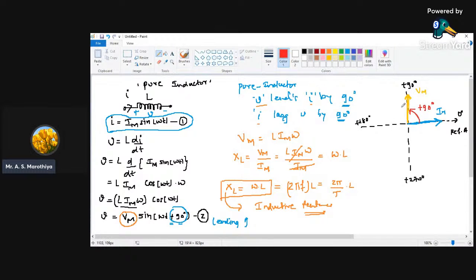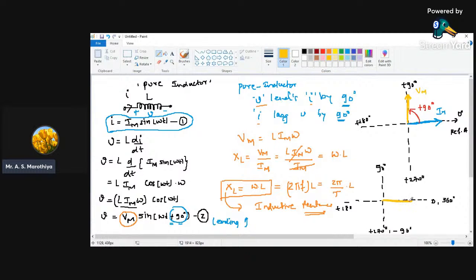The same thing we can draw like this. Suppose you take the voltage on the reference axis like this. So instead of taking current on the reference axis, 0, 90, plus 180, and then plus 270. So this plus 270 I can write as minus 90. Both are nothing but the same thing. And here we have 360 degree. Now suppose you take voltage on the reference axis, it is going to be on the 0 axis.